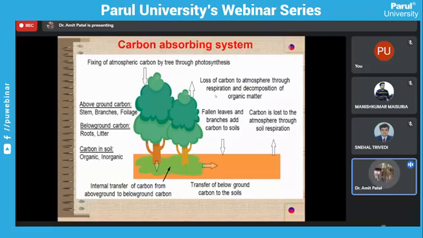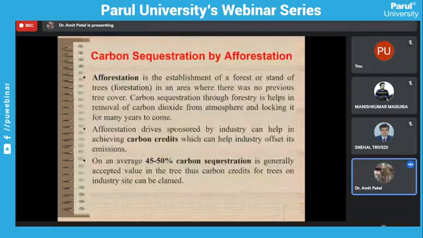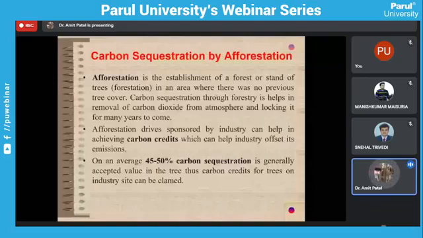These days, biomass has started getting attention from several different angles. This is one of the benefits of using biomass. Biomass is actually one of the means to lock your carbon headache. So here it is the same thing, carbon sequestration by afforestation.